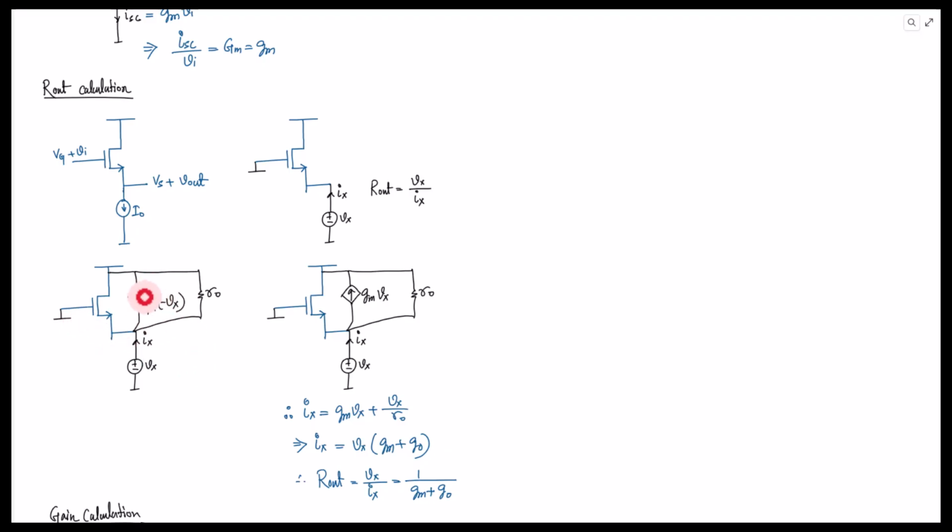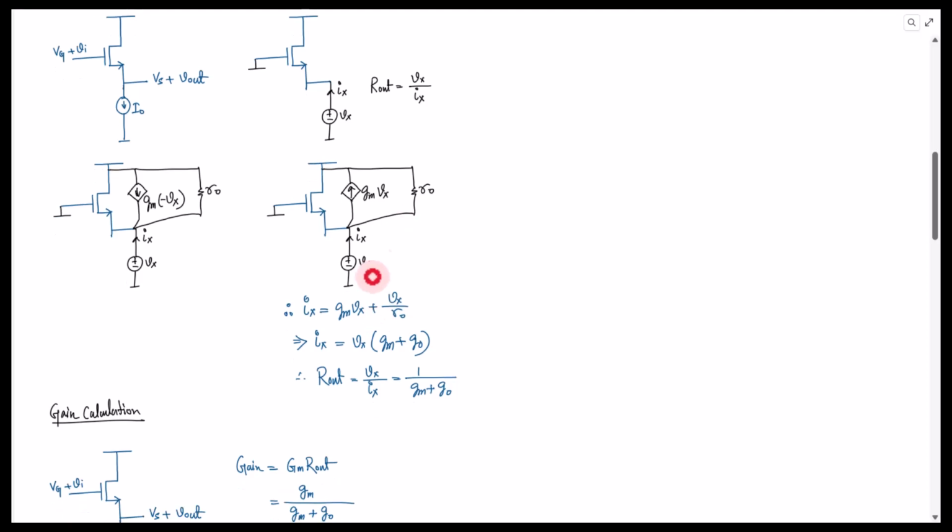So you can see this is the current gm Vx, or you can also reverse the direction of the current and directly write the KCL from here. So you can use this direction for the current, and you can use the positive sign of Vx. Then we have r0. Now you can write the KCL over here. So Ix is basically this current gm times Vx, plus the current through r0, that is basically Vx by r0. So this is Vx and this is grounded. So Vx by r0.